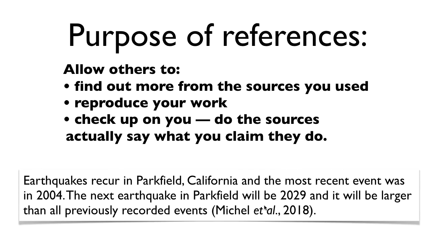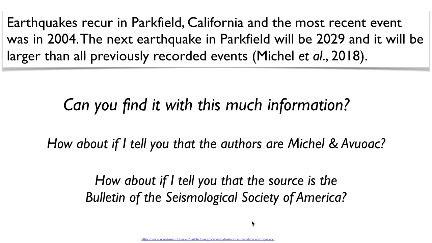And then there's a citation to Michel et al. 2018. So we want to figure out, how did they find this out? How did they know that the next earthquake is going to be in 2029? And how did they know how big it was? I want to know, so I'm going to have to look in the references. But of course, with the information that I've given you just on this screen here, I don't know if you can find it. Can you find it with just the information here, Michel et al. 2018? Stop and try and do a Google search.